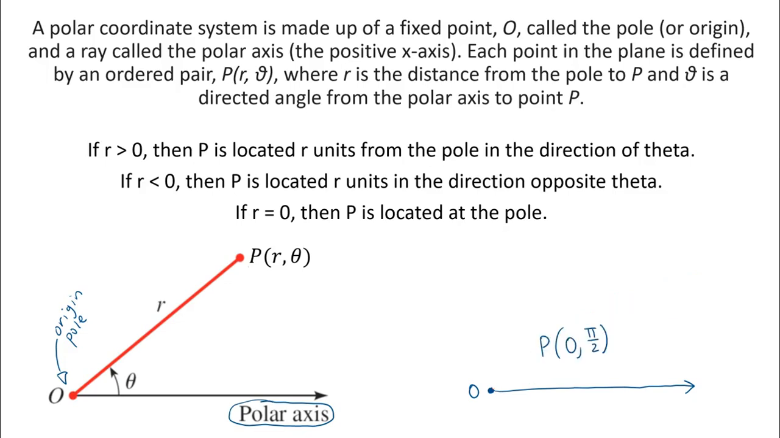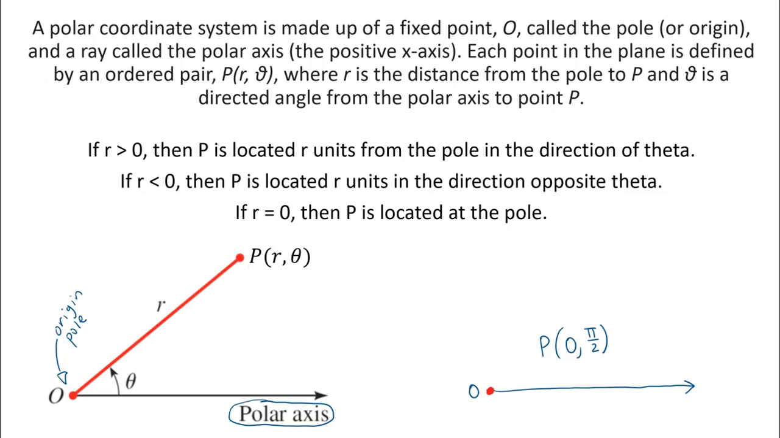What if we wanted to plot the point P, which is (0, pi over 2)? Anytime the r, or the distance from the pole, is equal to 0, then the point P, no matter what the angle is, will always be located at the pole. So point P would be at the pole in this case because our r is equal to 0.